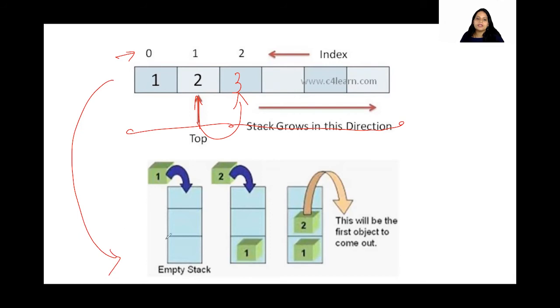Something like this. First, we will have an empty stack. As we are adding, 1 is going to come and get stored at the bottom. And then we will add 2. It is going to get stored on top of that. And if I want to remove, 2 will be removed first. Even if you want to remove 1, you have to remove 2 first. Only then you can remove 1. Okay. I hope this is clear.